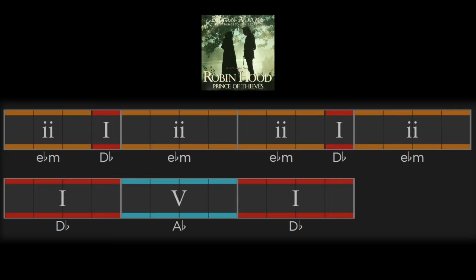BPM, the slowest we've seen so far. It spans 7 bars and only uses 3 chords: 2 E-flat minor, 1 D-flat major, and 5 A-flat major. The first bar uses a rhythmic idea you saw in the previous song.